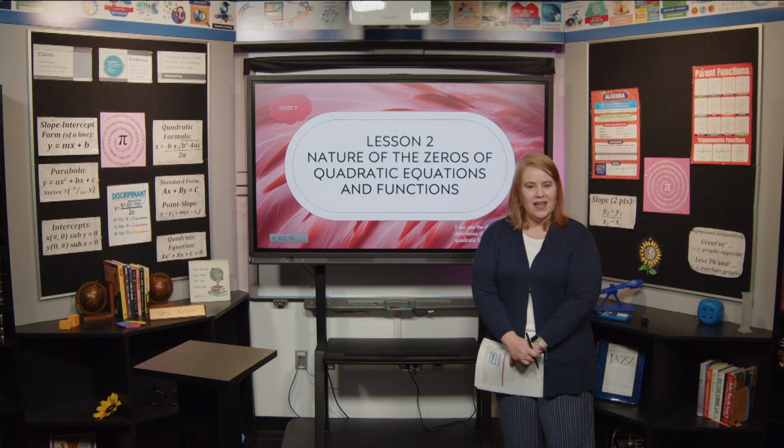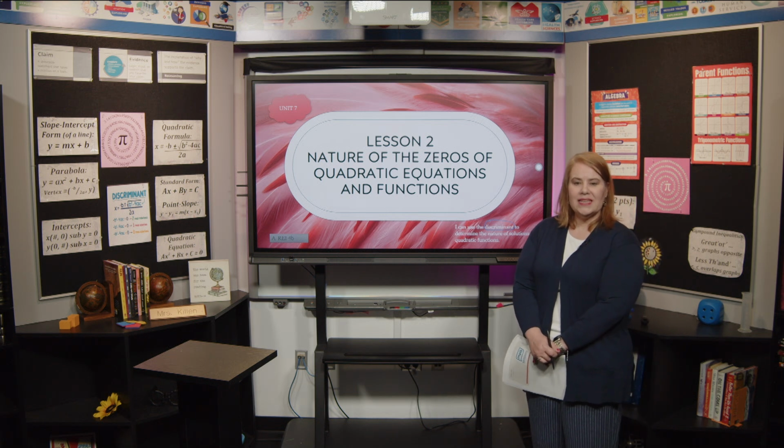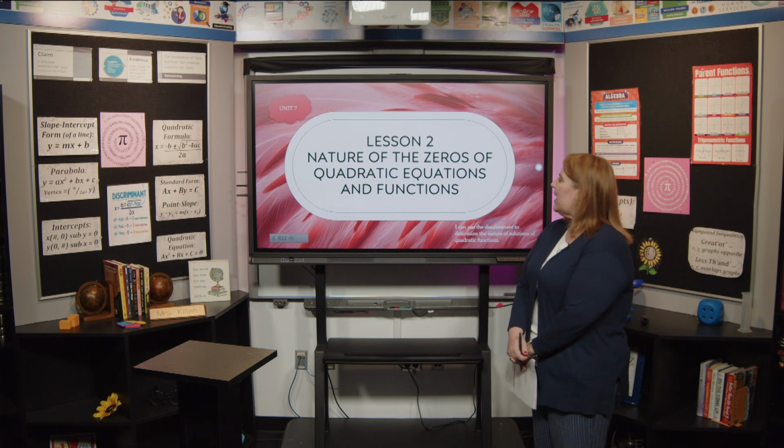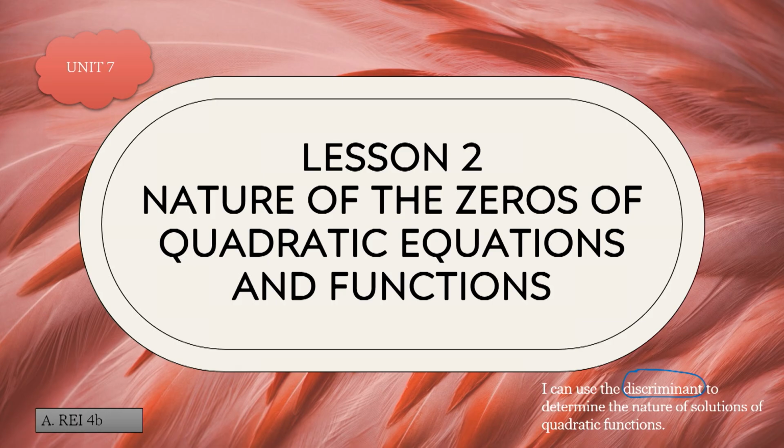I am Miss Killen. We are diving into this new unit of working with quadratics. We are on lesson 2, which is the nature of the zeros of quadratic equations and functions. We're looking at A REI for B. I can use the discriminant to determine the nature of solutions of a quadratic function.